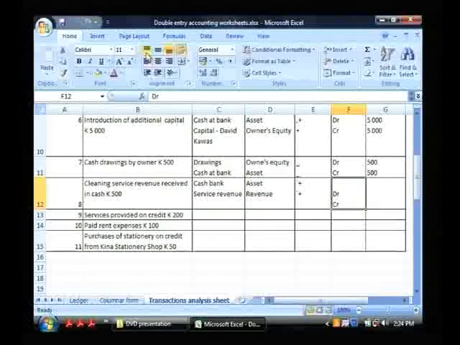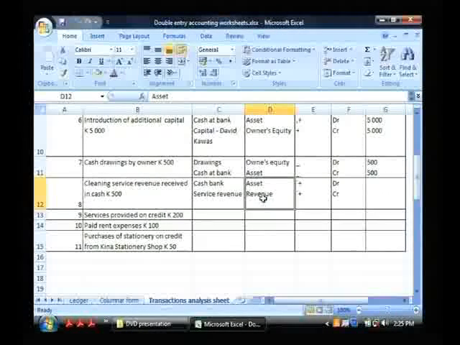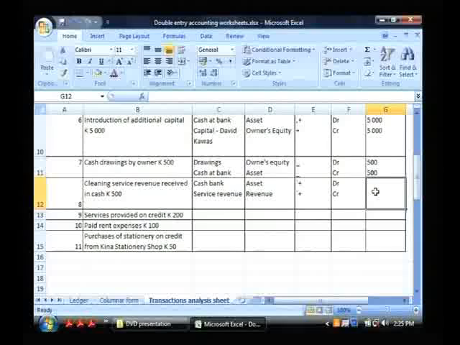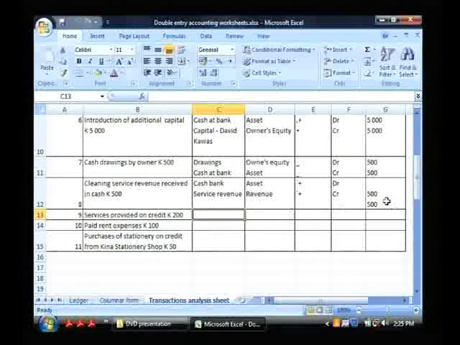In the expanded accounting equation, we discuss following elements: assets, liabilities, owner's equity, revenue, and expenses. So this question involves all the elements that we have discussed. Increase, the amount is 500, both accounts 500.